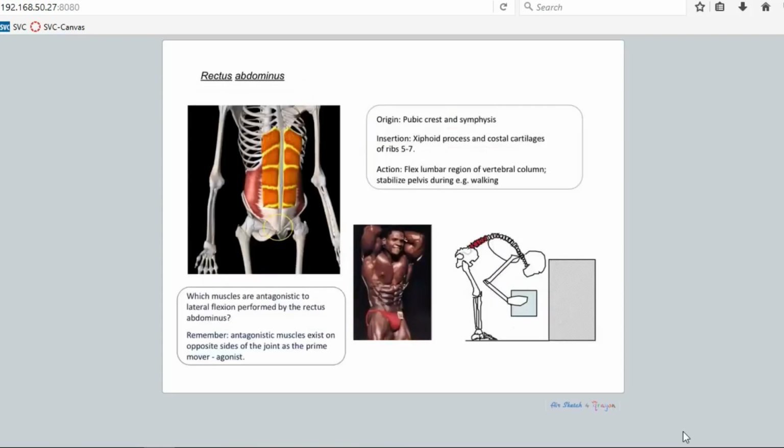Okay, then we have the rectus abdominis. The origin is down here on the pubic crest and the pubic symphysis, and the insertion point is up here on the xiphoid process and also these costal cartilages. What happens when the rectus abdominis contracts? It flexes the lumbar region of the vertebral column. So back flexion, vertebral flexion.